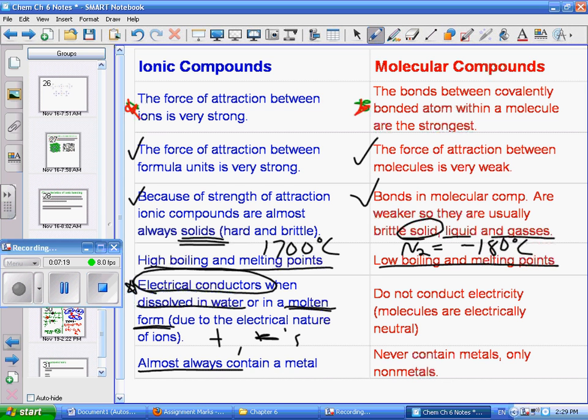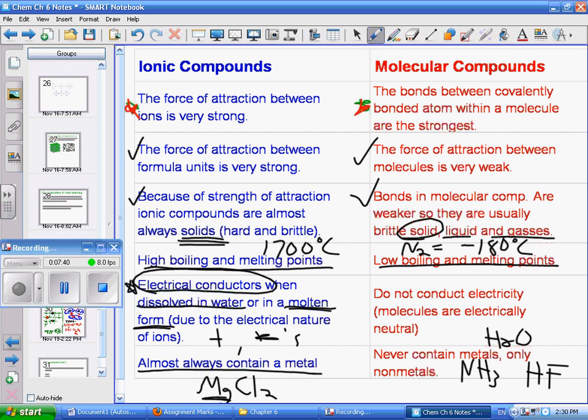Ionic compounds almost always contain a metal. So if you see a metal, magnesium chloride, bang, you've got an ionic substance. If you don't see a metal, then you're probably going to have a molecule. NH3, H2O, HF. Those are all molecular substances. I don't see any metals there.